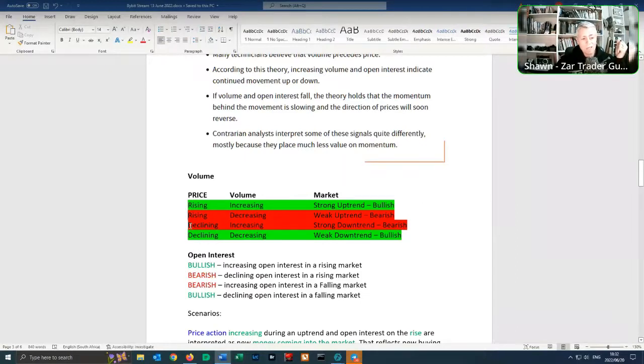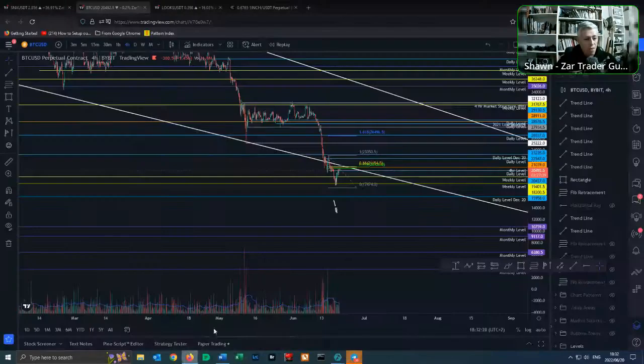So if price is declining and volume is increasing, that means we have a strong downtrend, bearish. In other words, where we have these candles here, you can see volume was increasing and it was negative volume. If I look here, most of these candles in this region are actually red candles. And here you can see we had the price decreasing.